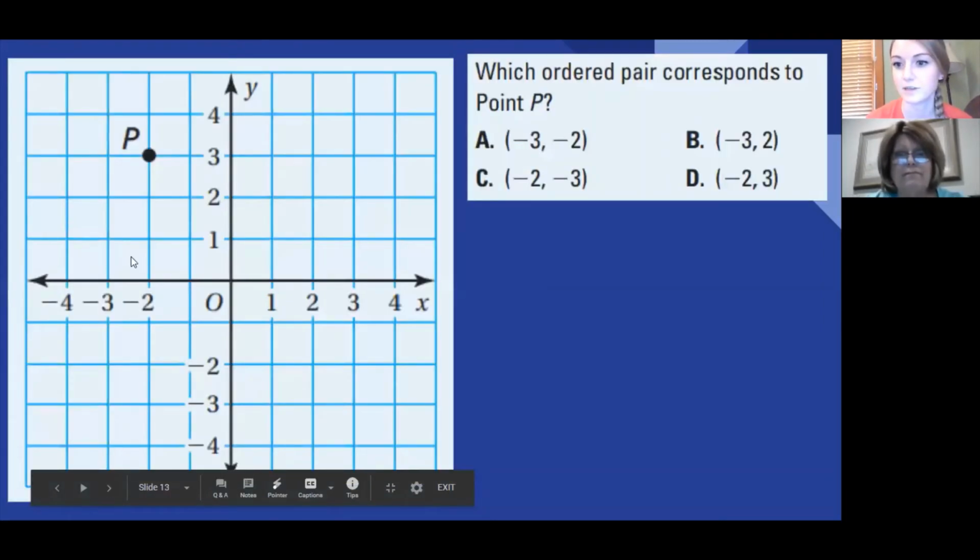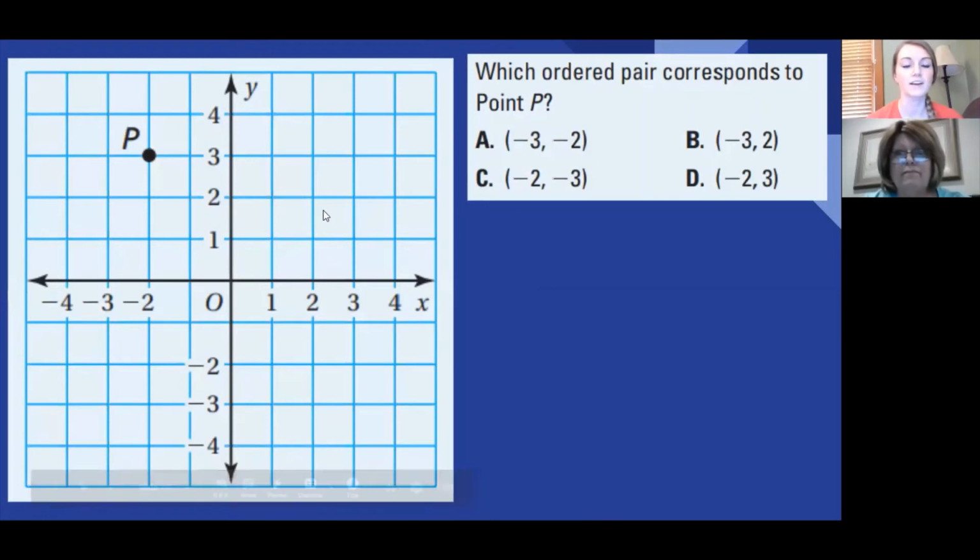All right, we'll keep us back over here. I've got a coordinate plane here for you. And the question I'm asking is which ordered pair corresponds to point P? You can see point P is right here.